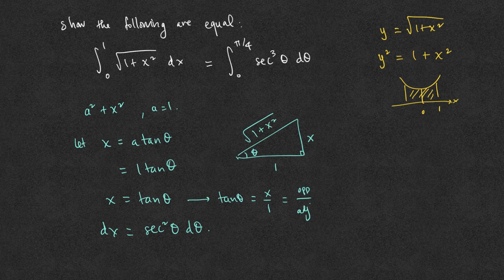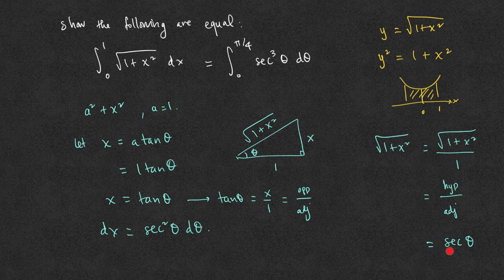We need to express the square root of 1 plus x squared as a trigonometric expression, but the square root of 1 plus x squared is the square root of 1 plus x squared over 1 as the ratio. And we see that this is the ratio of the hypotenuse over adjacent, so it is secant of theta, because cosine of theta is adjacent over hypotenuse, and secant is the reciprocal of cosine.